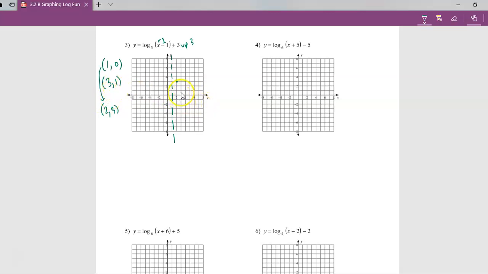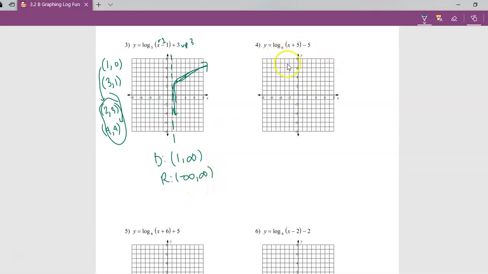3, 1 is going right 1, up 3. So it'll be at 4, 4. So this one transforms to 4, 4. Okay, so just give me those 2 points. Make sure you sketch in where the vertical asymptote should be, and then sketch the graph. And then try to hit your points. And then the domain goes from the vertical asymptote to infinity. The range, always negative infinity to infinity.